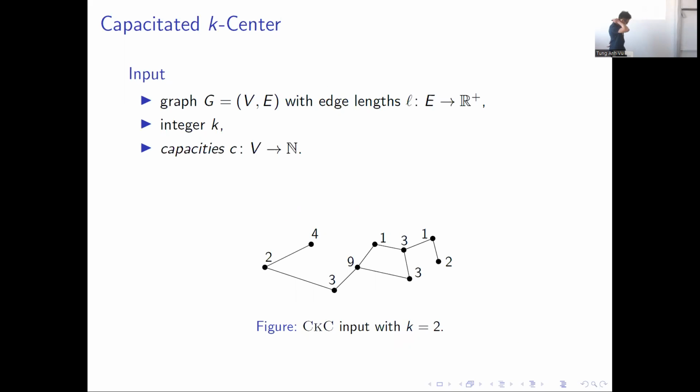So what's the problem, right? I'm given on input a graph with some edge weights or edge lengths, an integer k, and a capacity, which is an integer which every vertex has at its disposal. And on the figure we have an example of such a graph. These numbers next to vertices are capacities of the respective vertex, and here I define k to be 2. All right, so this is my input: an integer k, a capacity for each vertex, and some underlying graph.